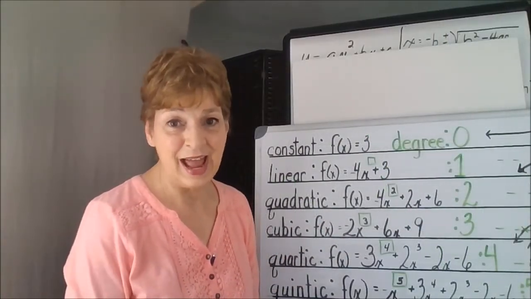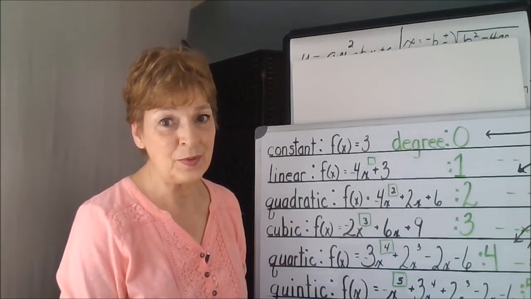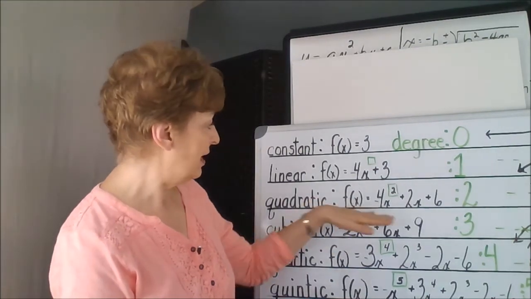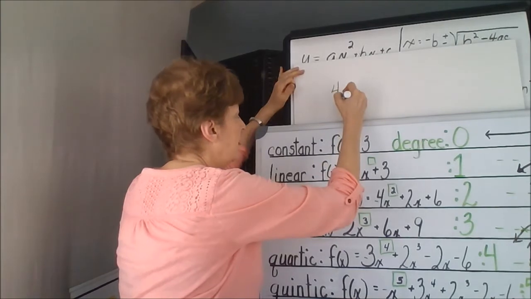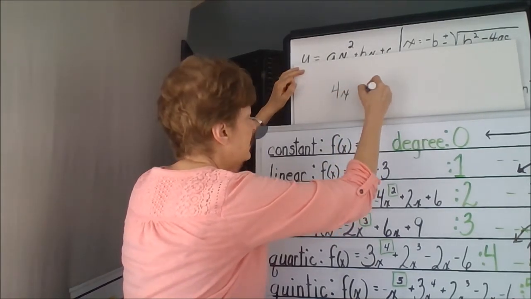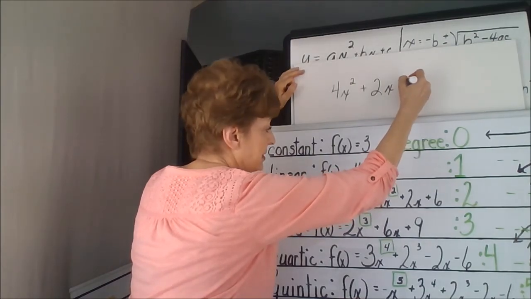Let's see what actually happens to the picture of the parabola when we work with a quadratic equation. If we take this one right here, 4x squared plus 2x plus 6.